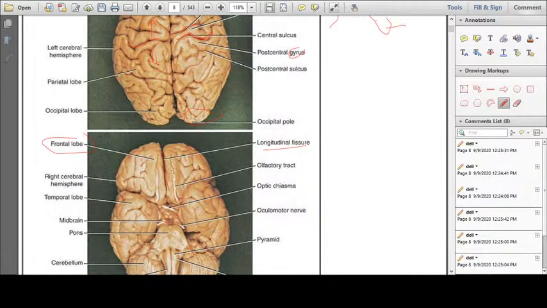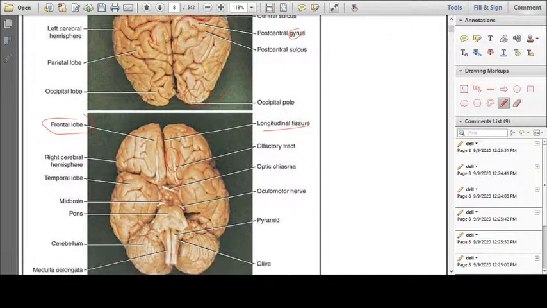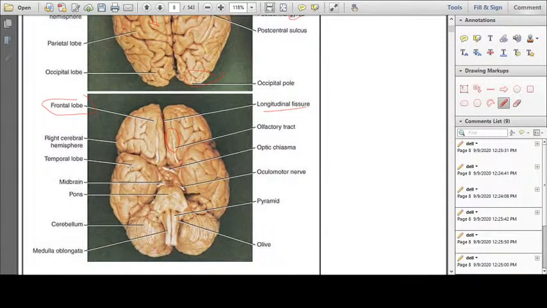This is the olfactory tract. Olfactory is generally associated with smelling. This is the right cerebral hemisphere, obviously, and this is the left cerebral hemisphere. This one is the temporal lobe, which is present laterally and is responsible for hearing. So it is present near the ears.